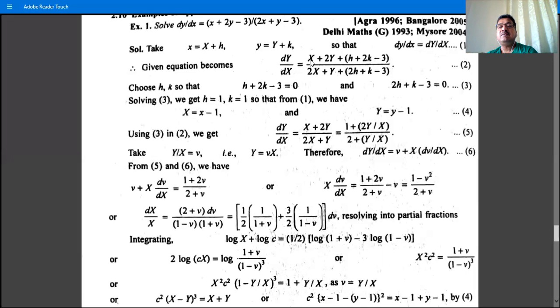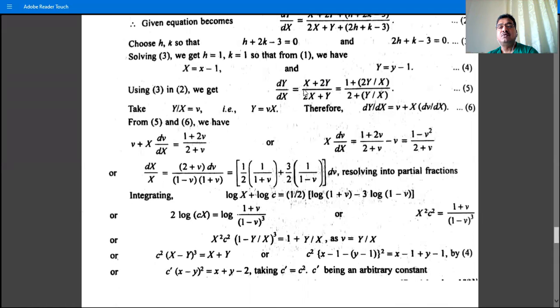And so this equation 2 becomes, what is the new substitution now? Small x is capital X plus 1, which means capital X is x minus 1. And what is capital Y? Small y is capital Y plus k, means plus 1. And so capital Y is small y minus 1. So now after this substitution, equation 2 becomes dY by dX is equal to X plus 2Y over 2X plus Y, because these brackets are equal to 0. And so this is a differential equation of the homogeneous type.